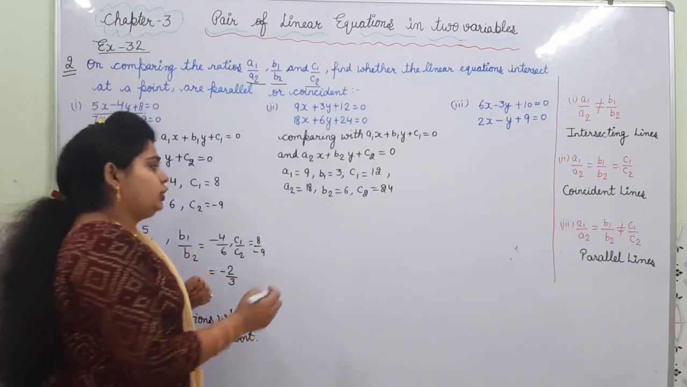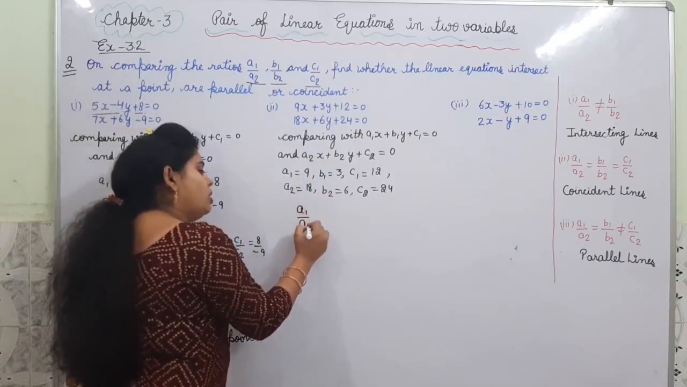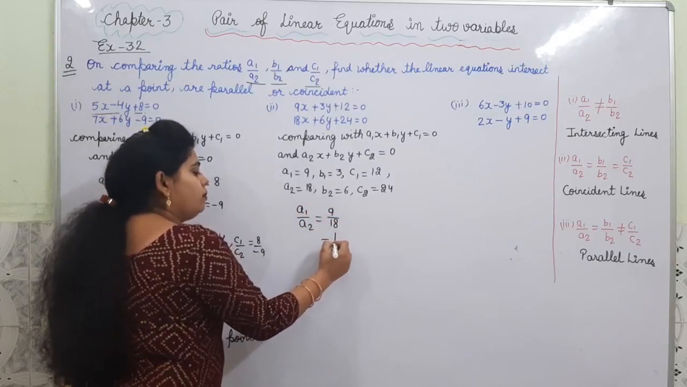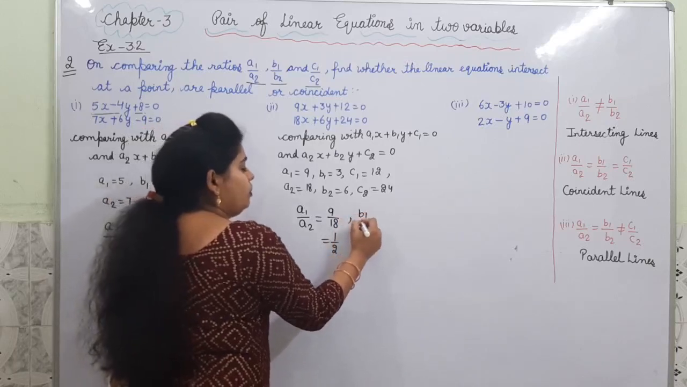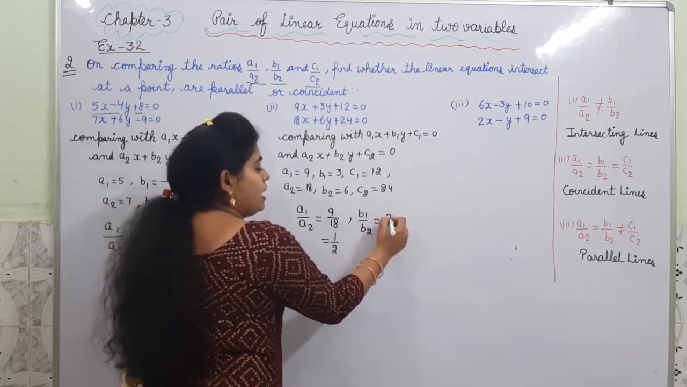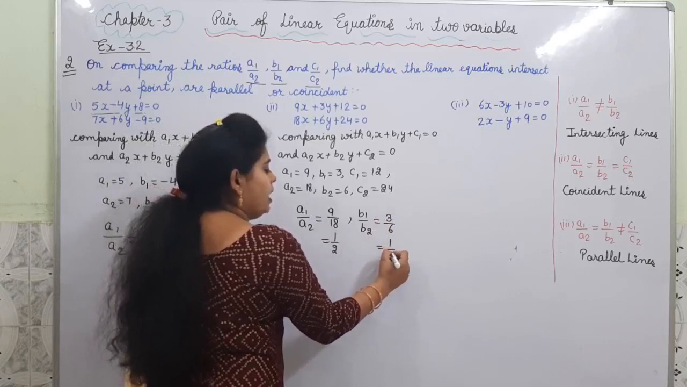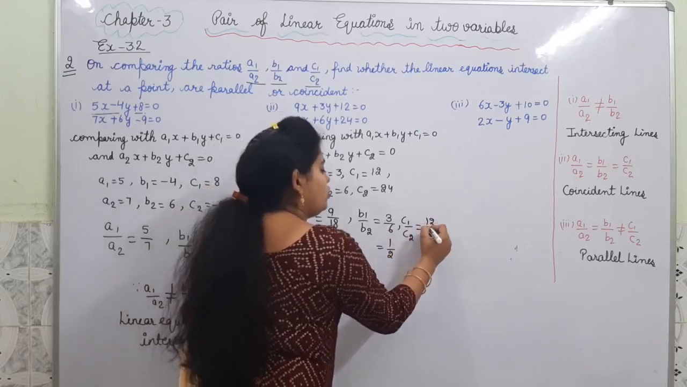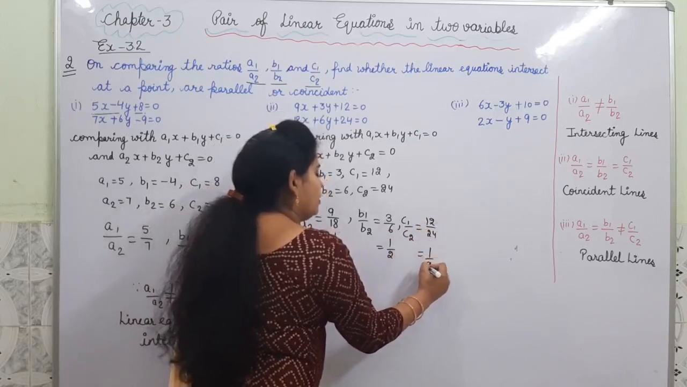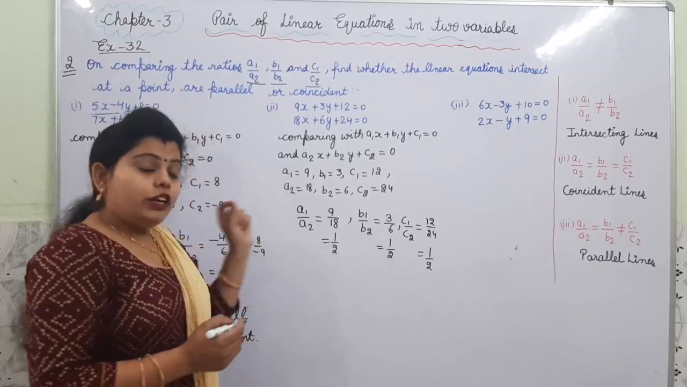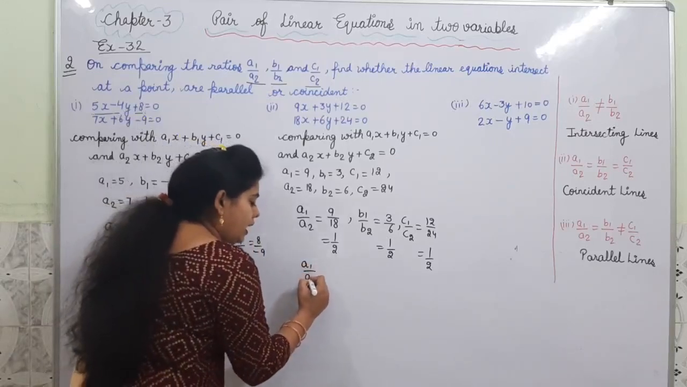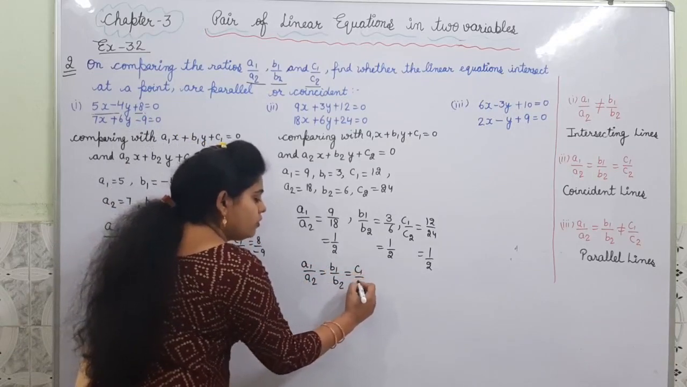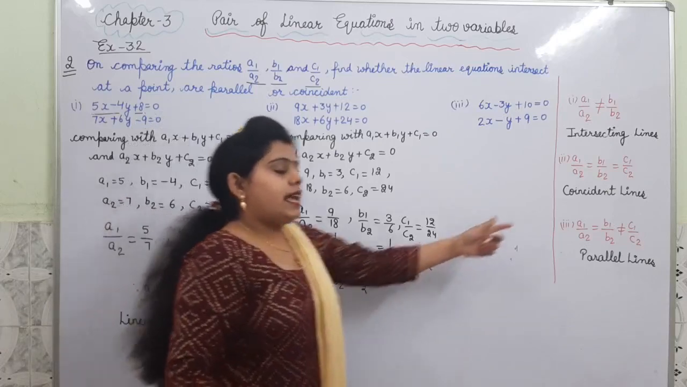Now we will find the ratio, that is a1 by a2, and a1 by a2 is 9 by 18, means 1 by 2. Now b1 by b2, 3 by 6 means 1 by 2. Now c1 by c2, 12 upon 24, again we are getting 1 by 2. From here what we are getting? a1 by a2 is equal to b1 by b2 is equal to c1 by c2. This is our second case.